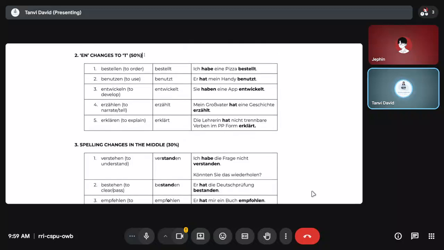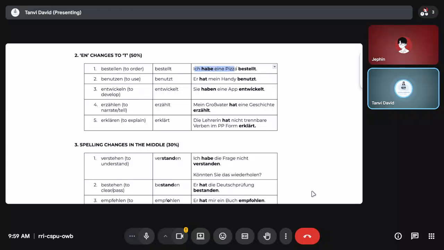Then we have the second category here, which is the easiest one. And we have the most verbs under this category. En at the end changes to T. So bestellen, bestellt, benutzen, benutzt, entwickeln, entwickelt, erzählen, erzählt, erklären, erklärt.